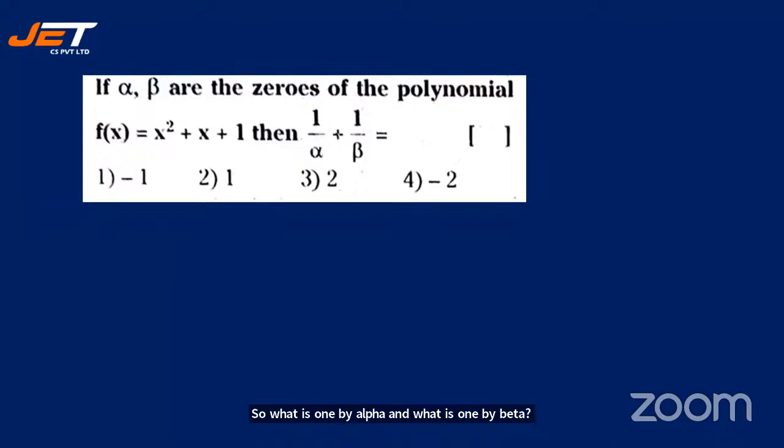Let's see how many are going to give me the correct answer. So they are the zeros of the polynomial, which means what? Alpha is nothing but 1 by 1. Beta is nothing but 1 by 1. Right? So if you add it, what do you get? Now I've given you a clue. So let's see how many are going to give me the right answers.